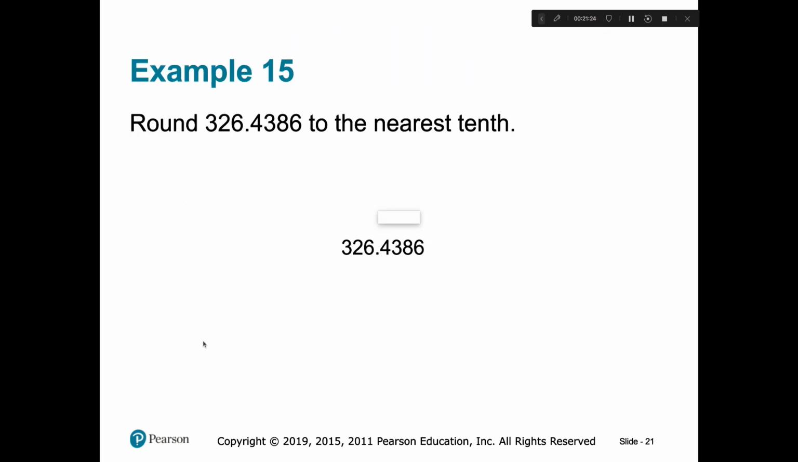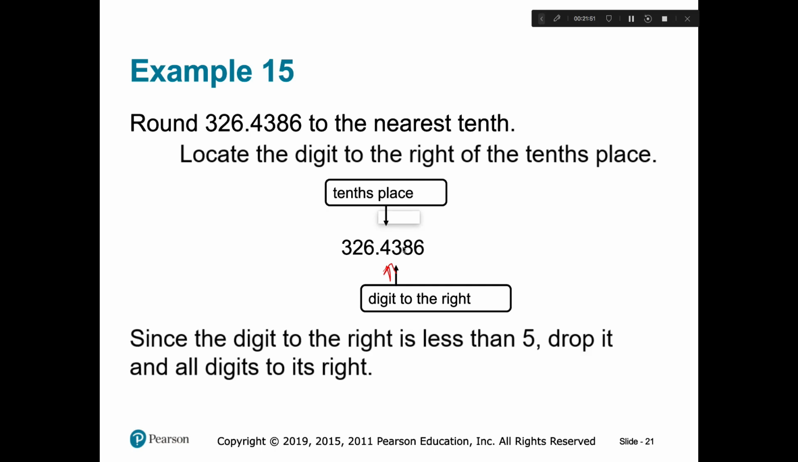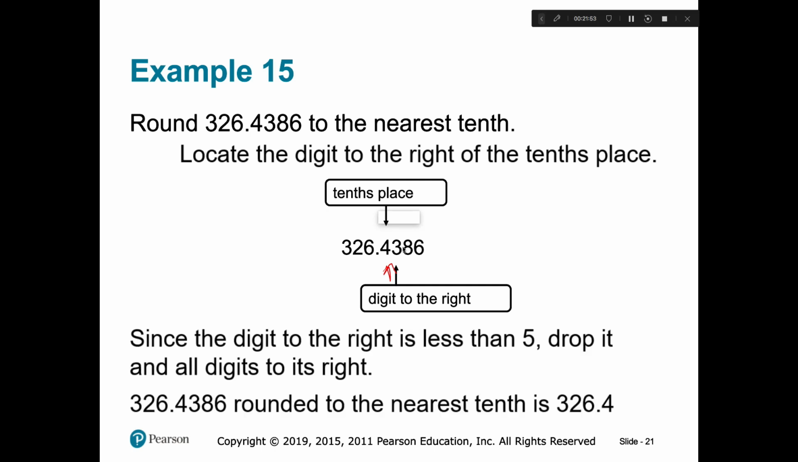So if we have 326 and 4,386 10,000ths, and we're rounding to the nearest tenth. What digit is in my 10th place? 4. The 4. And so I look at the next number, which is my 3. The 3 says, leave it the same. And so it becomes 326 and 4/10.